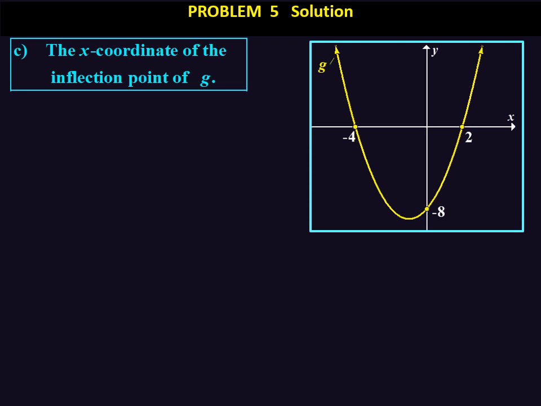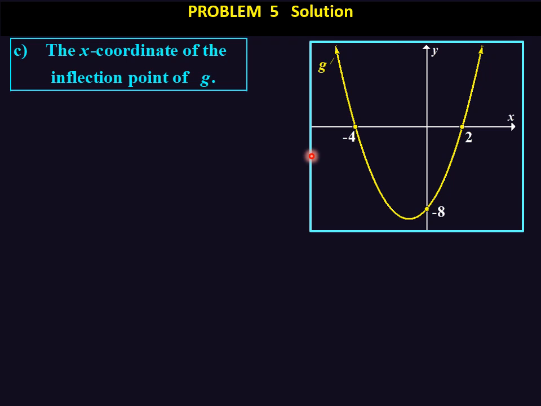Let's look at the next one. We want to find the x-coordinate of the inflection point, right? The inflection point of g would be the second derivative, right? But now we have the first derivative there. So if the first derivative is a quadratic, the inflection point would be between those two x-intercepts there. So between them, exactly in the middle.